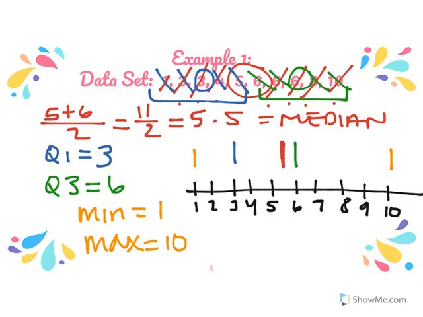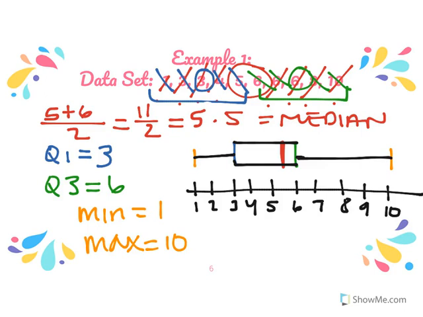So now in order to draw your box and whisker plot, the whiskers are from your min to your quartile 1 and your max to your quartile 3. And then your box is actually from quartile 1 to quartile 3. And that's our box and whisker.